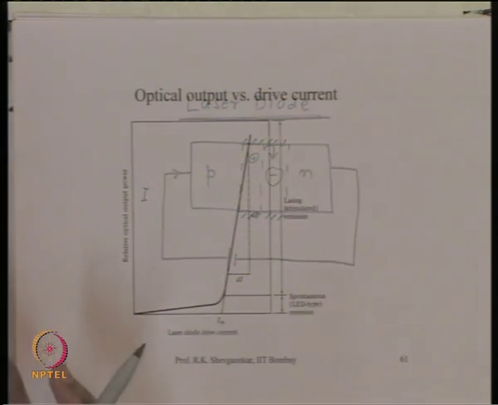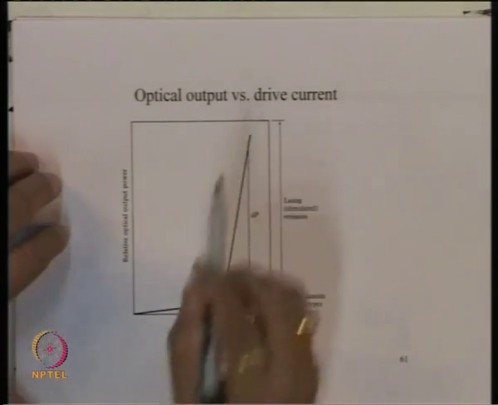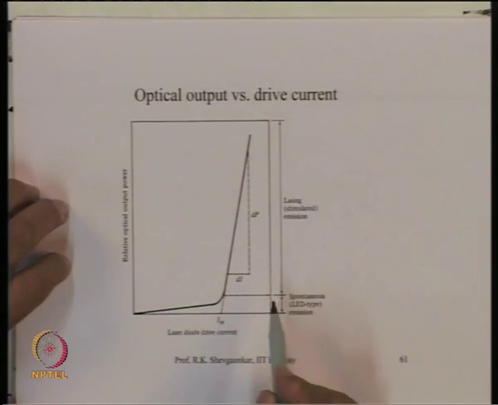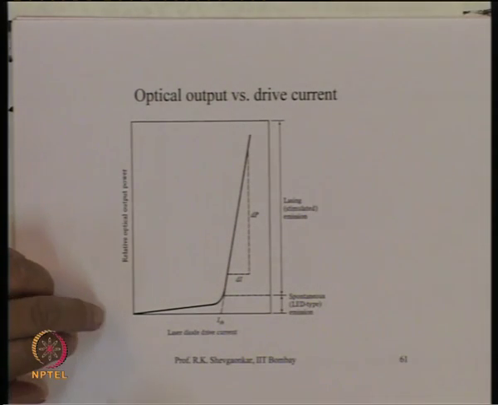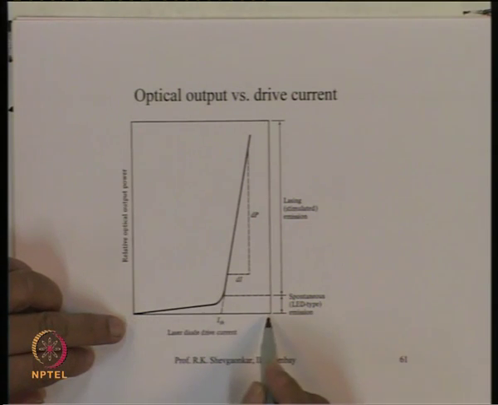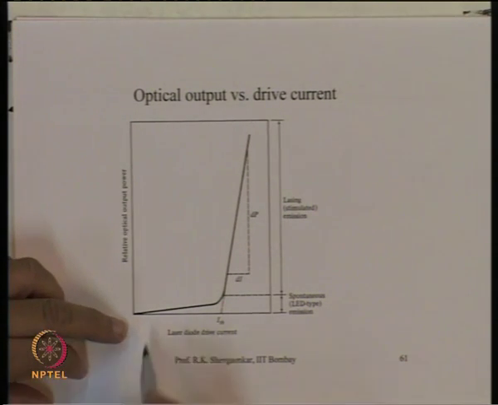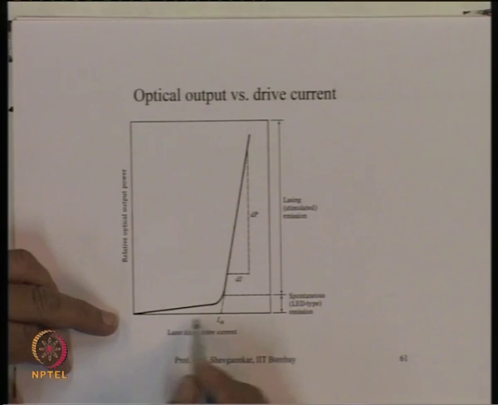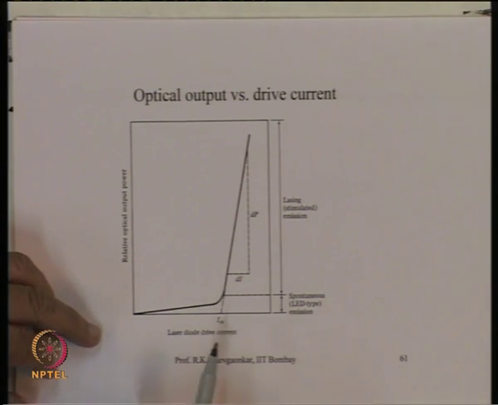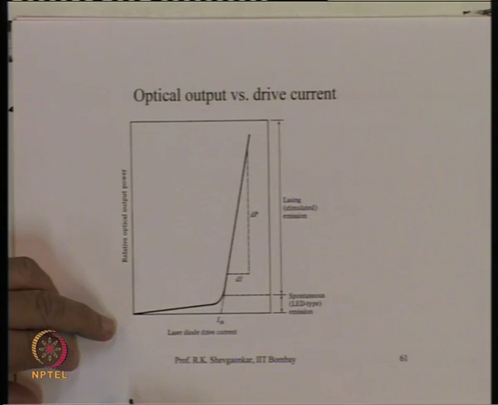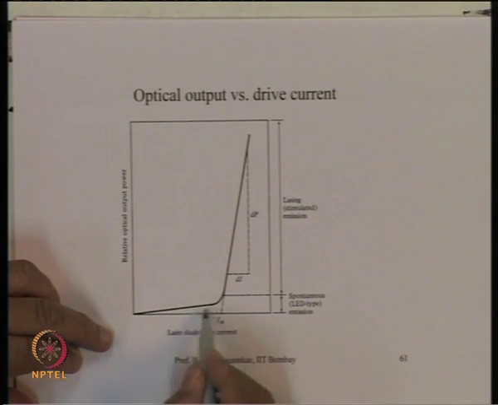So, we can have the optical output versus the drive current, which is the current flowing inside the laser diode. I am plotting the current here and the optical power here. Now, at low current, since the stimulated emission process has still not overcome the losses inside the device, it will start functioning like an LED. So, we have a linear relationship between the current and the optical power, but the slope is very small because the efficiency of the device is very, very small.